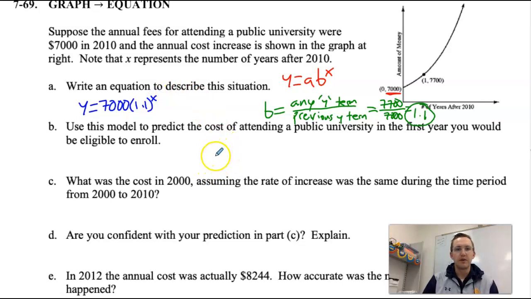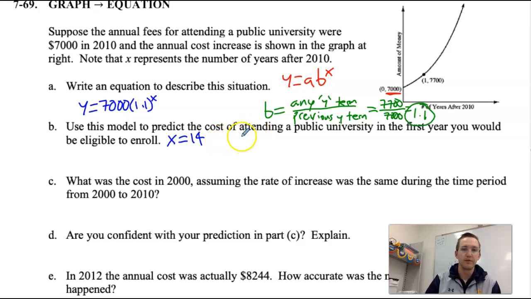All right, so next we want to figure out the cost of attending college in the first year that you would be eligible to enroll. And I know most students in Algebra 1 this year are graduating, I believe, in 2024, which would mean that would be the first year you'd be eligible to enroll in college. So that's what I'm going to use for x. Again, knowing that our x-axis over here tells us the number of years after 2011. So we need to use x is equal to 14 to figure that out.